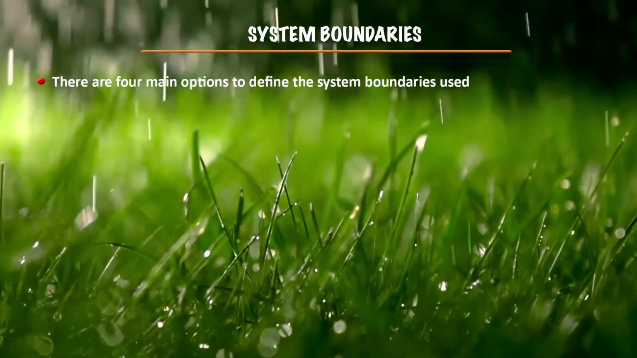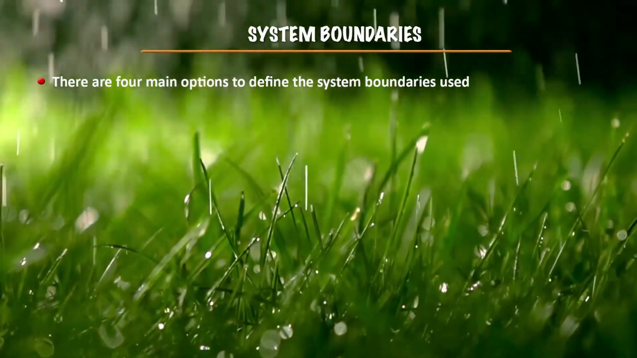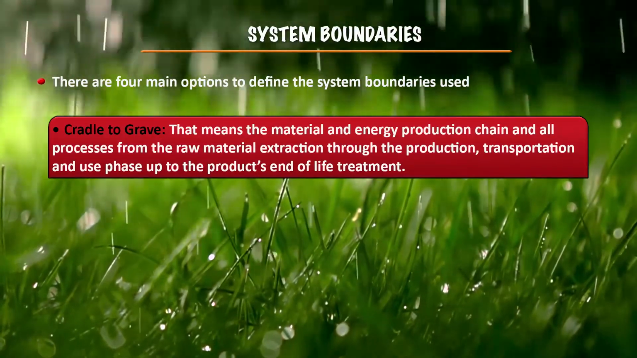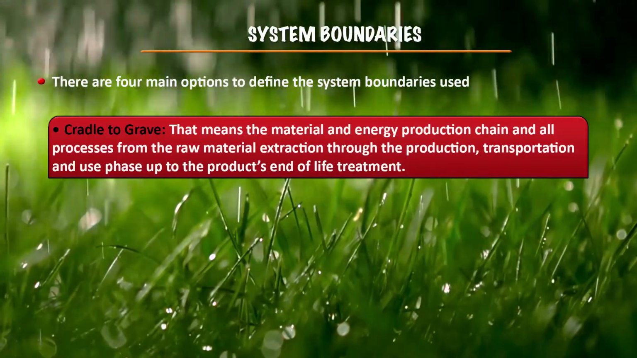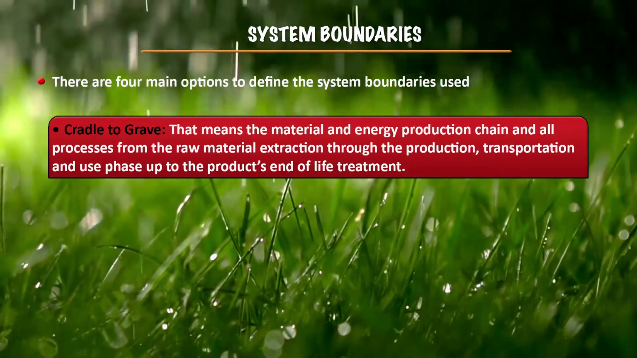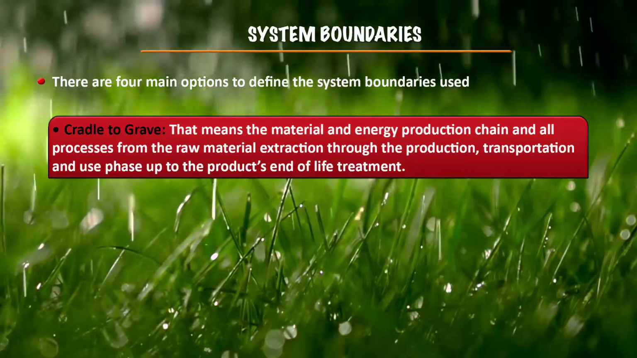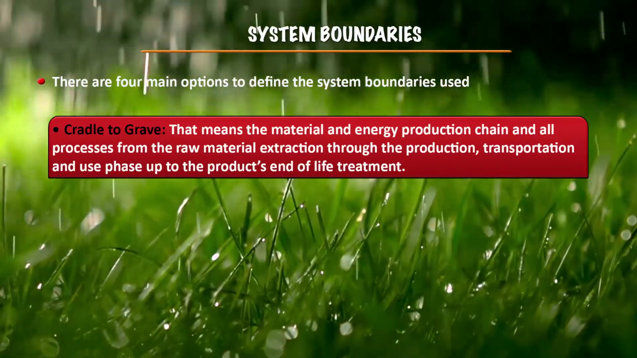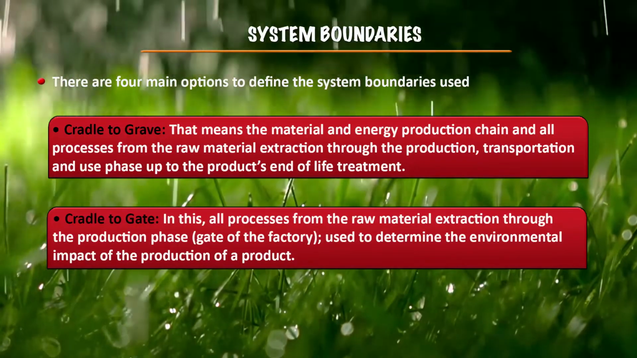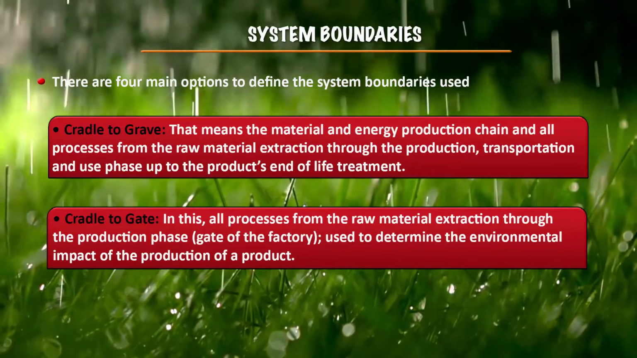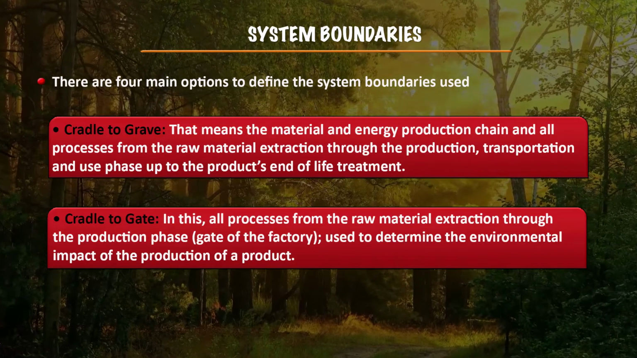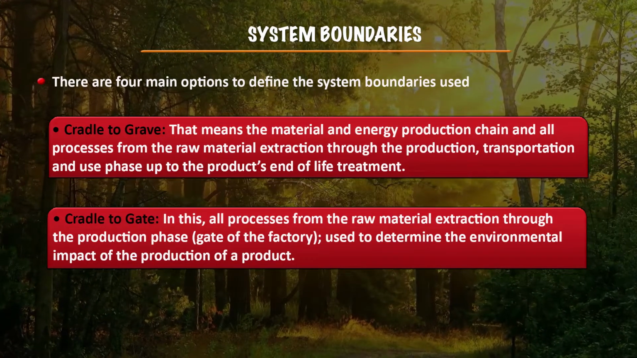There are four main options for defining the system boundaries, like cradle to grave. That means the material and energy production chain in all processes from the raw material extraction or procurement through production, transportation and use, up to the product's end-of-life treatment. The second option is cradle to gate. In this, all processes from the raw material extraction or procurement through the production phase, that means the gate of the factory, are used to determine the environmental impacts of the production of a particular product.